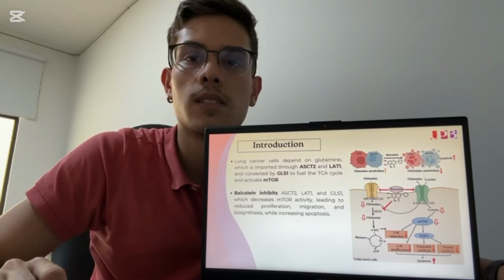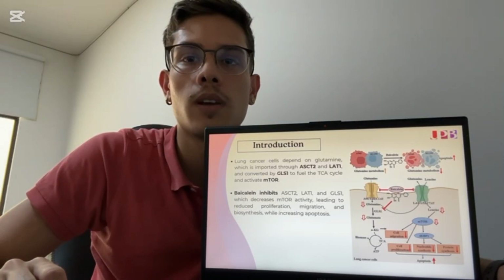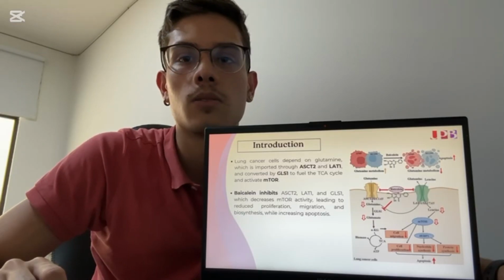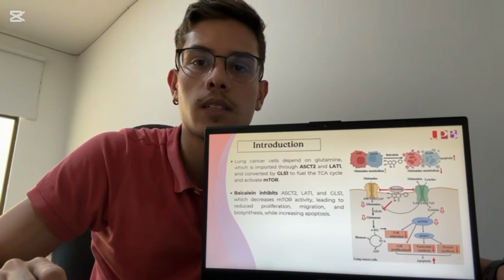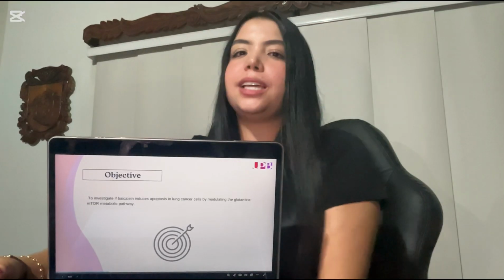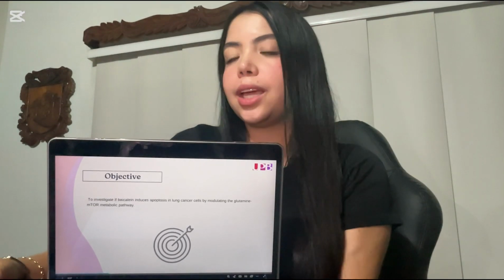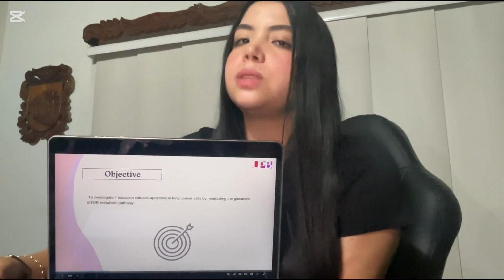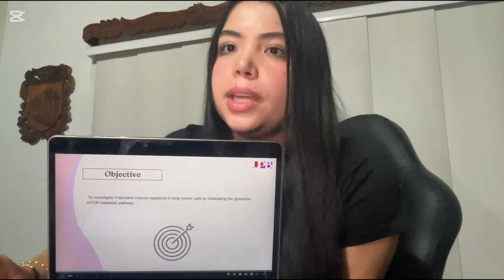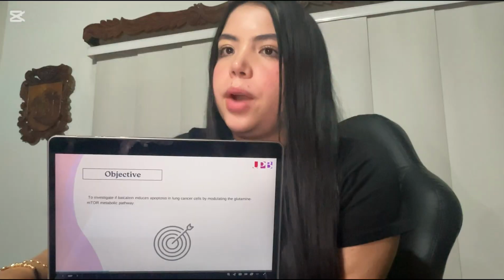Baicalin shuts down the system, it lowers ASCT2, LAT1, and GLS1. So glutamine use drops, mTOR weakens, and cells stop proliferation and start going into apoptosis. The objective is to investigate if Baicalin induces apoptosis in lung cancer cells by modulating the glutamine mTOR metabolic pathway.